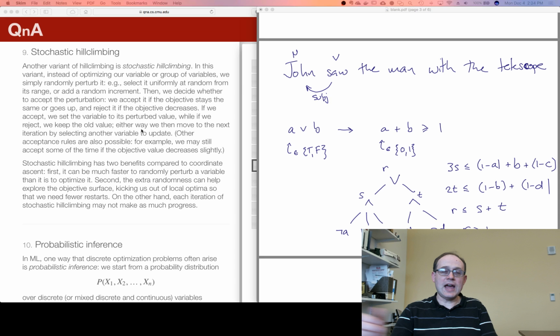So with stochastic hill climbing, each individual step makes potentially less progress than coordinate ascent, for example, but each individual step can be much faster, right? Like randomly perturbing is a pretty simple operation compared to optimizing. The other nice thing is that the extra randomness can help kick you out of local optima. And so stochastic hill climbing could get to a better local optimum given a particular initialization point.